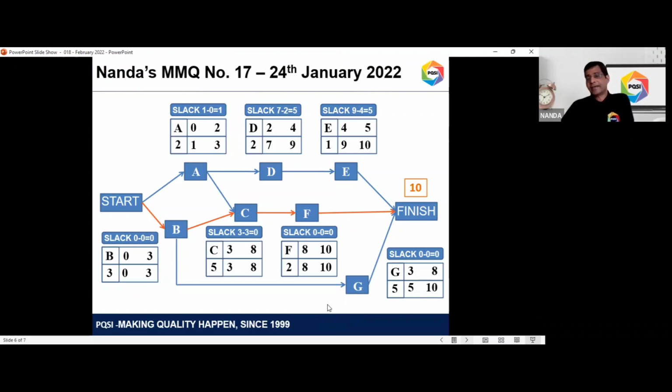So BCF, where the slack is 0, which means if either B or C or F is delayed by whatever time, the end project also will get delayed. So that is why BCF is the critical path. So this is how the critical path is identified by a simple arrow diagram.